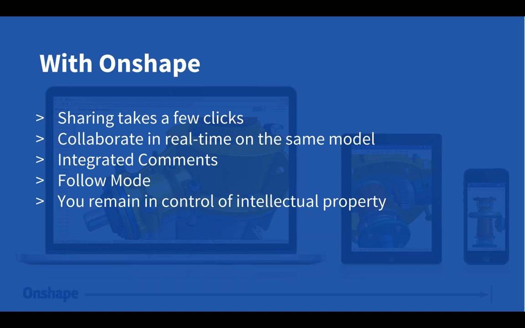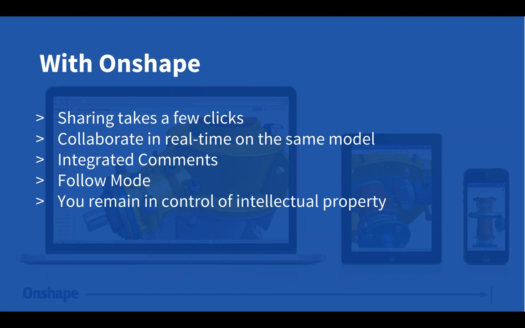So the big thing here is, you're not sending emails with file attachments. There's a share button. You enter their email address, you hit share, and they're looking at the same thing you are in real time. So there are no copies of files going back and forth. And we've also built in tools to eliminate the need for the email screenshot markup workflow. We have integrated comment capabilities that allow us to tag features, so I can right-click a hole and say, is this the right diameter?